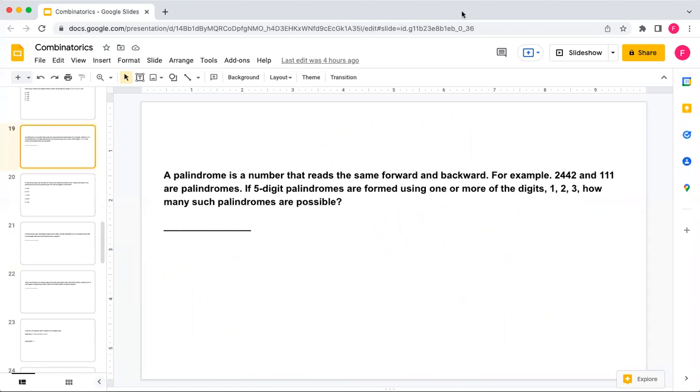Okay, for 7 digits: 1, 2, 3, 4, 5, 6, and 7. Again, consider you have 3 digits. For the first one, you have 3 ways: 1, 2, and 3. For the second one, you have 3 ways, and for the third, 3 ways. But for the last 3, only one way, because this is the same as the first one, this is the same as the second value, and this is the same as the third value. And the middle value doesn't matter, whatever the value is. So this will be 3 to the power 4, which is 81.